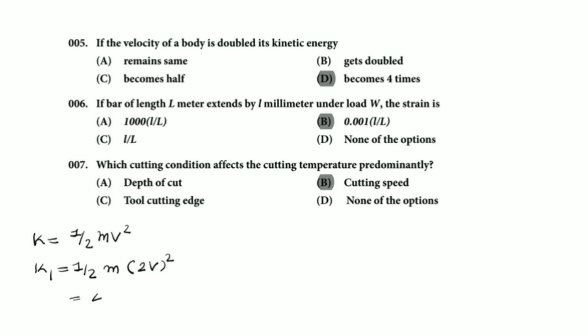So it would be 4 into 1 by 2 m, so it is v square again. So here 1 by 2 mv square, that is K, right? So you can see that new kinetic energy K1 is equals to 4 of the previous kinetic energy. So it gets 4 times or becomes 4 times. So the answer should be D.